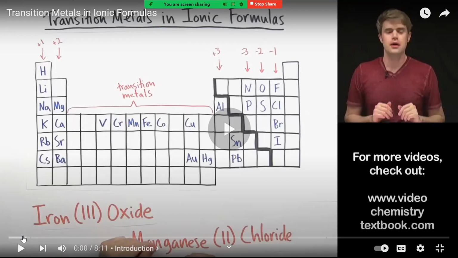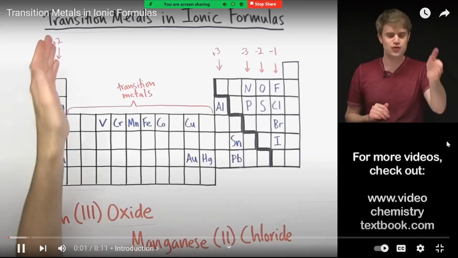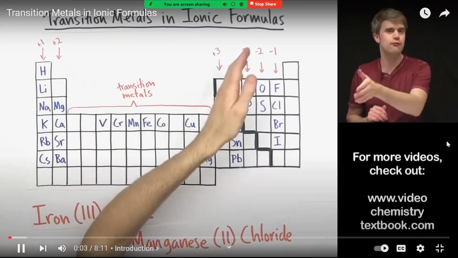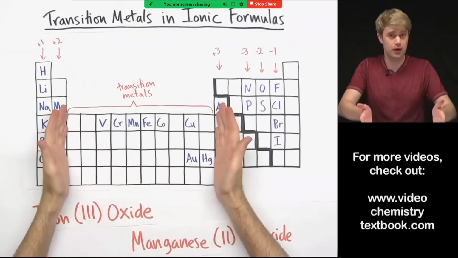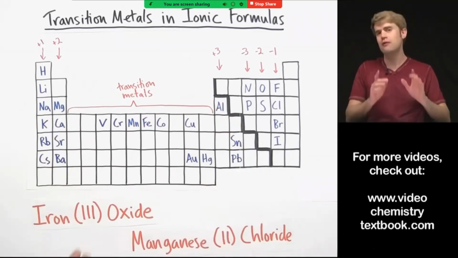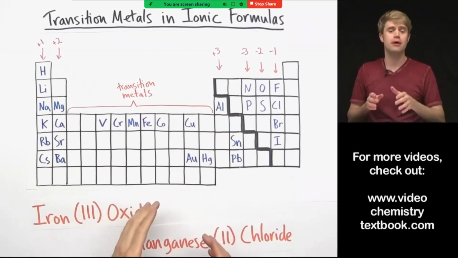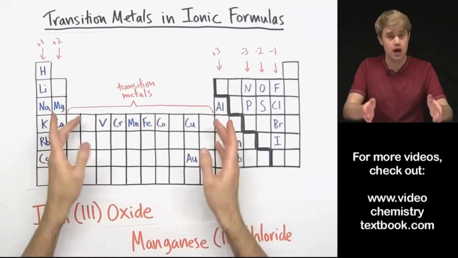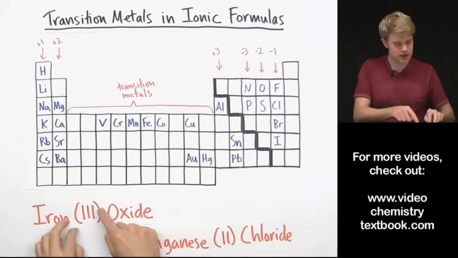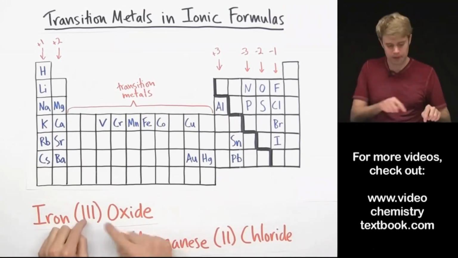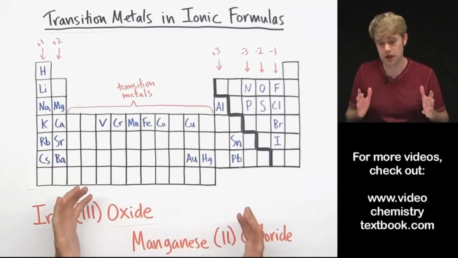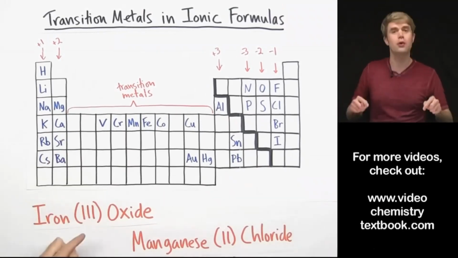I want you to watch this video. Let's talk about transition metals in ionic formulas. The transition metals are the elements in this part of the periodic table here. And when we write formulas for ionic compounds that contain transition metals, the formulas look like this, with these Roman numerals in the middle. This might be a little bit different from other types of chemical formulas you've seen. So in this video, we'll talk about what's going on here.